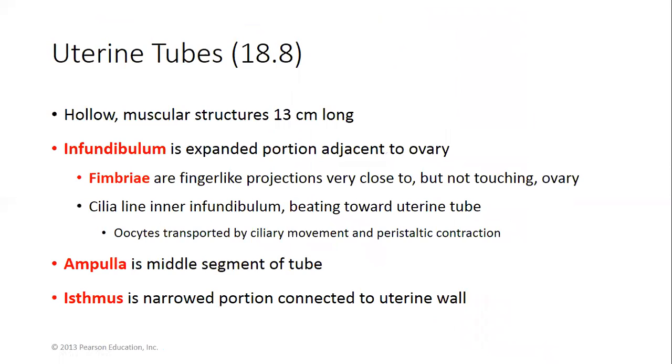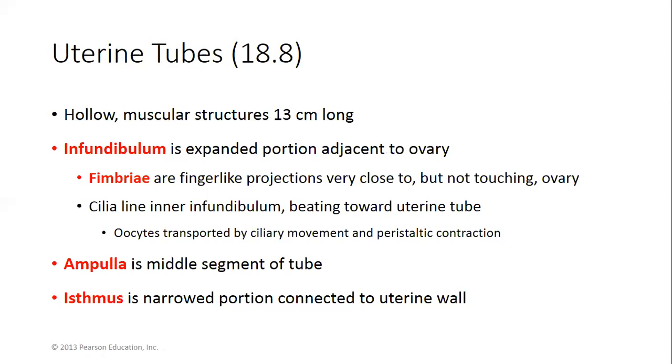So let's talk about the uterine tubes. They're hollow muscular structures, not very long, but they have three sections. The infundibulum has finger-like projections on it called fimbriae. I think it looks like a baseball glove. Basically, those are close to, but not touching, the ovary. Remember, there's no physical connection between the ovary and the fallopian tubes, other than the membranes, the ligaments that surround them and keep them close by.